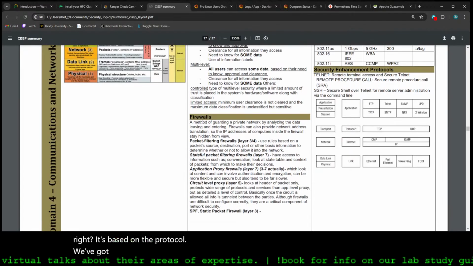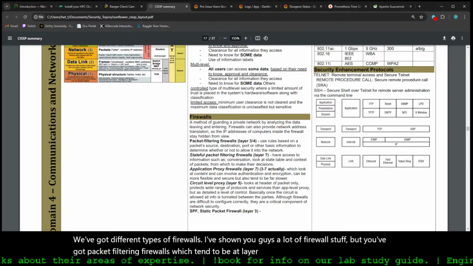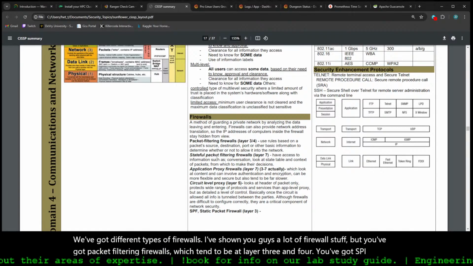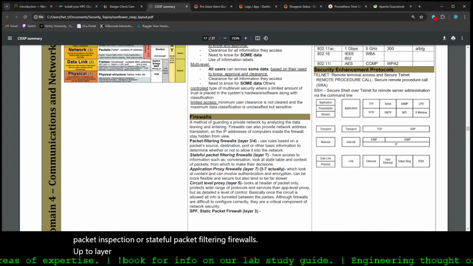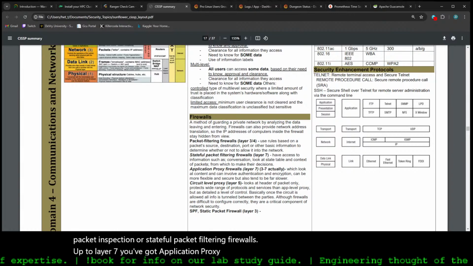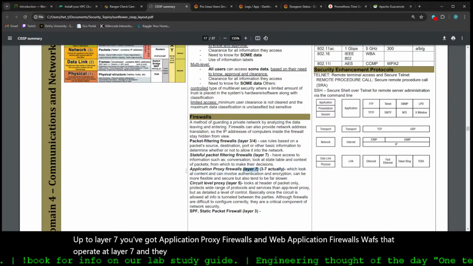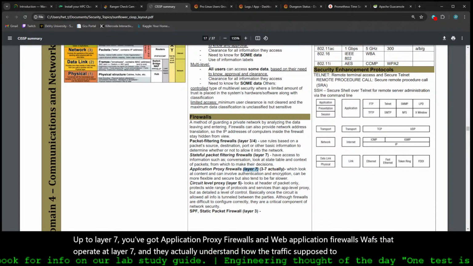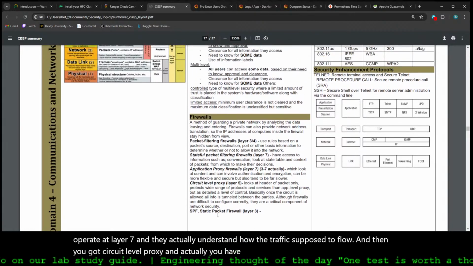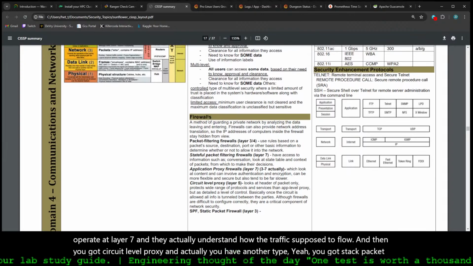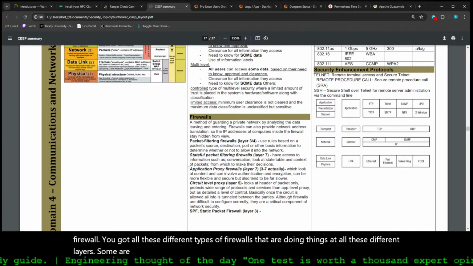We've got different types of firewalls. I've shown you guys a lot of firewall stuff, but you've got packet filtering firewalls, which tend to be at layer 3 and 4. You've got SPI, stateful packet inspection, or stateful packet filtering firewalls, up to layer 7. You've got application proxy firewalls and web application firewalls, WAFs, that operate at layer 7, and they actually understand how the traffic's supposed to flow. And then you've got circuit level proxy. And actually you have another type, static packet firewall. You've got all these different types of firewalls doing things at different layers. Some are more or less aware of the different things.